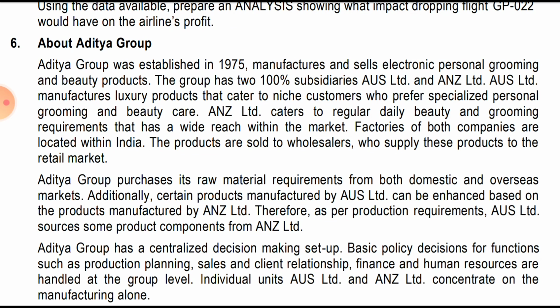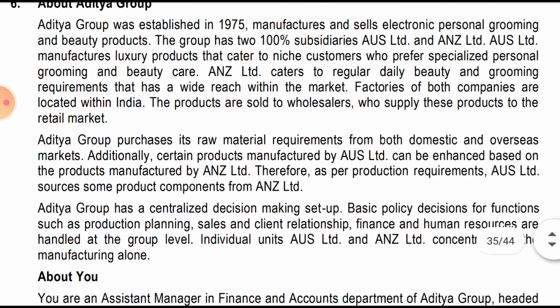The group has 100% subsidiaries AUS and ANZ. AUS manufactures luxury products that cater to niche customers who prefer specialized personal grooming and beauty care. ANZ Limited caters to regular daily beauty and grooming requirements that have wide reach within the market. Factories of both the companies are located within India. The products are sold to the wholesalers who supply these products to the retail market. This was just introductory, no information is useful in this.